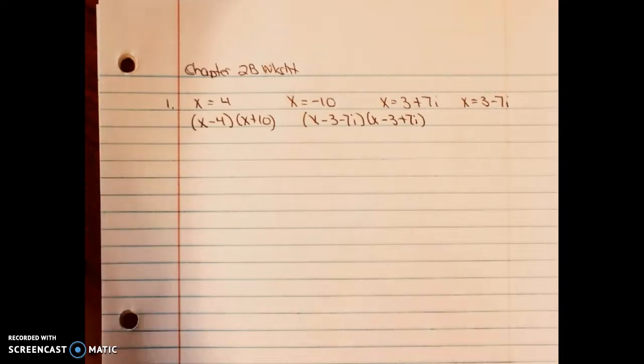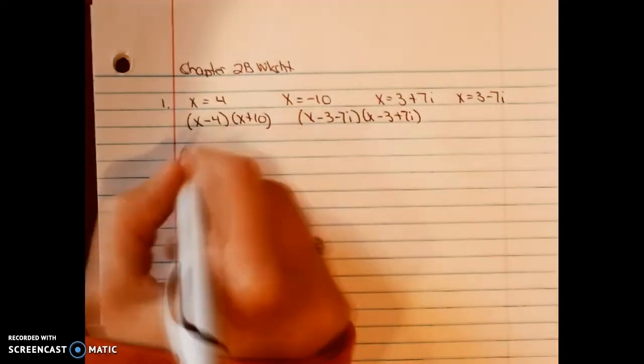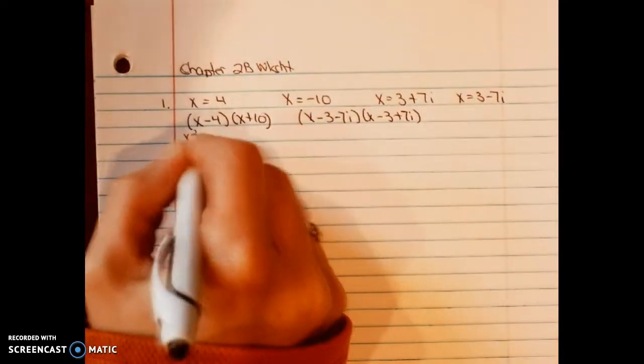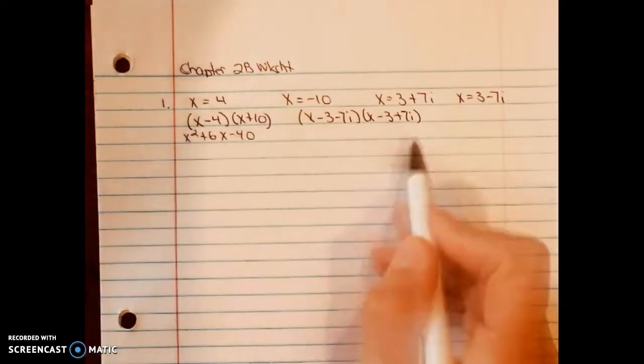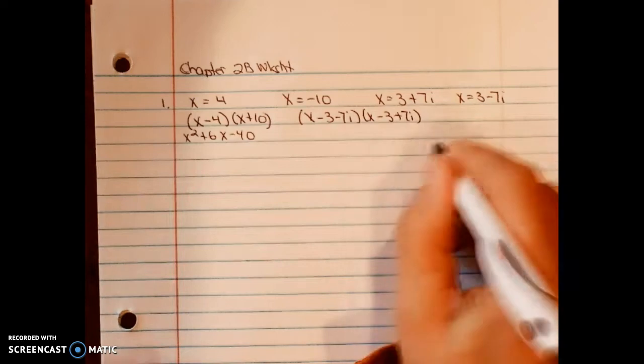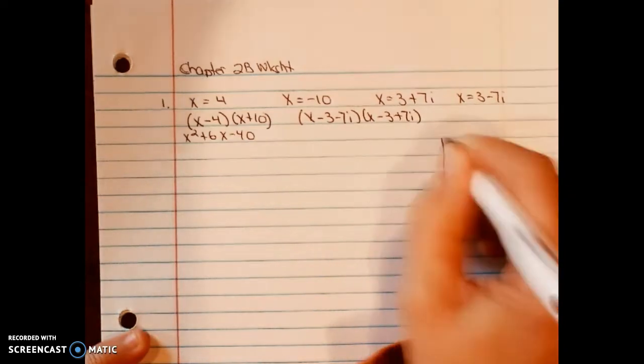I'm going to go ahead and FOIL these first two out. X squared plus 6x minus 40. With these, I'm going to choose to use the box method, and I'm going to come over here and do that for us.